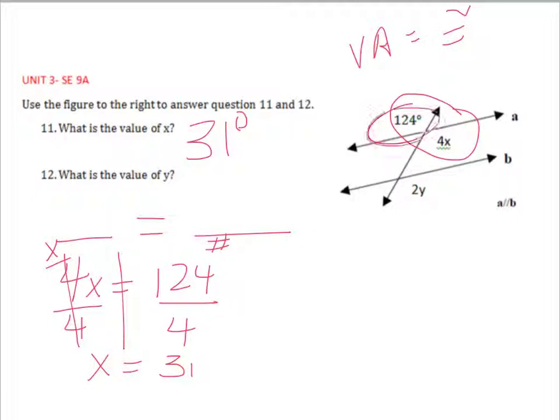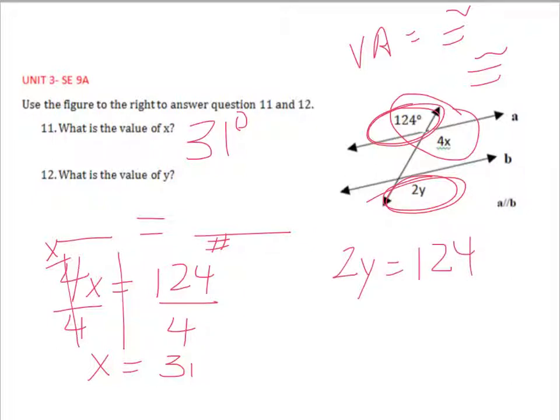Now these two are alternate interior, and those are also congruent. So our formula is going to be set up the same way. Something equals something. So here it's 2y equals 124. Again, we go through our steps.